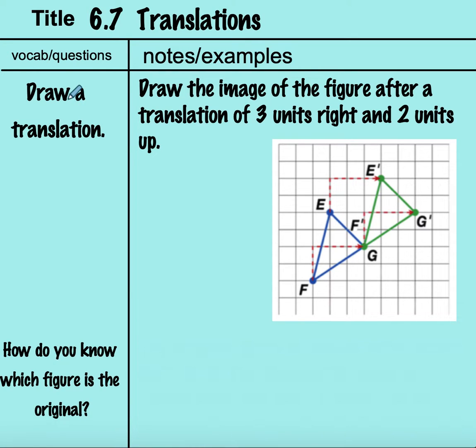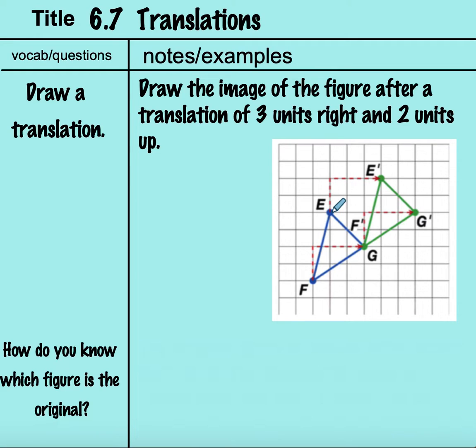Okay, so let's look at an example here. So we have an image that's been translated. It says, draw the image of the figure after your translation of 3 units right and 2 units up. Well, the thing you might be asking yourself is, which is my original image and which is the translation? I've got a blue triangle here and a green triangle here. Well, we can answer that question by looking at the points, also called the vertices.